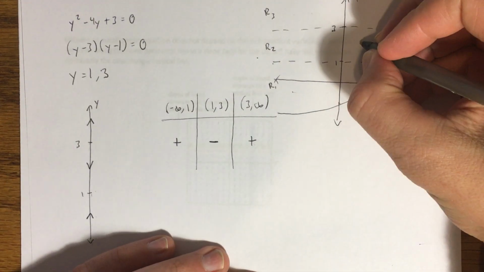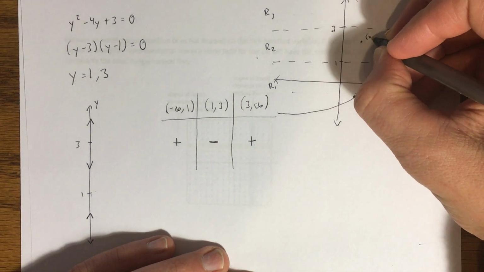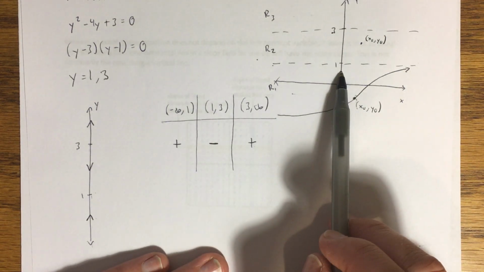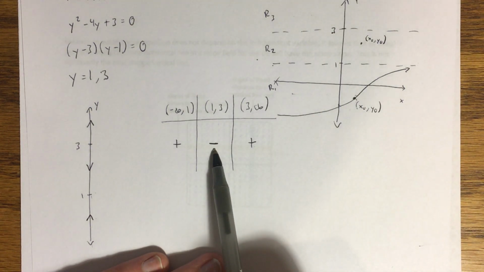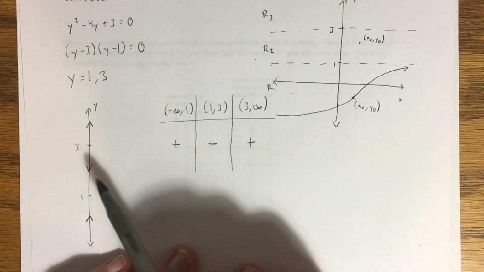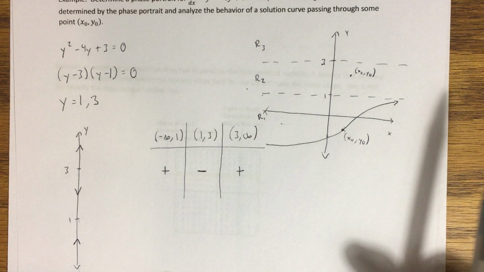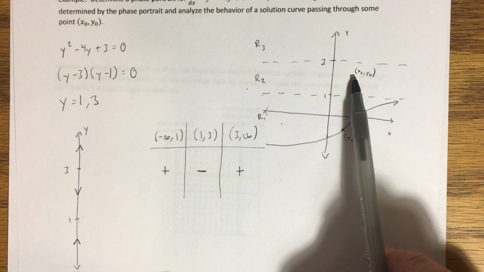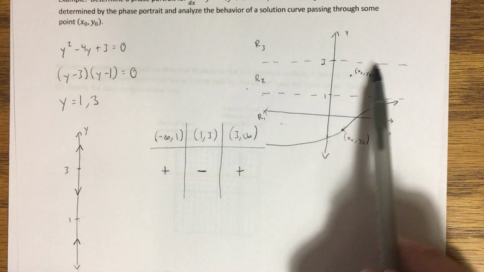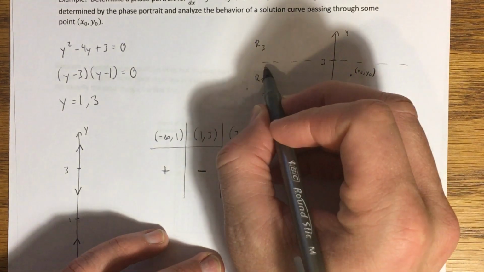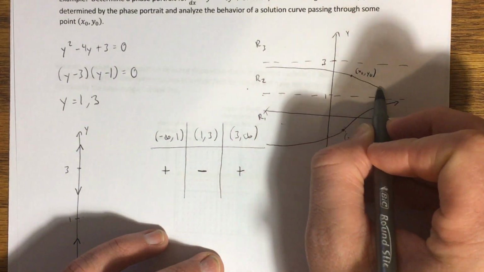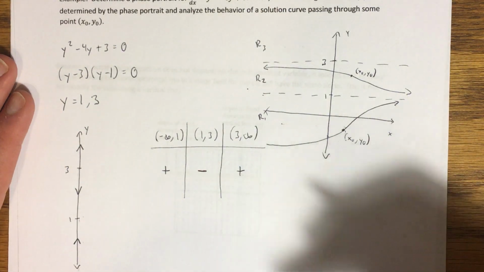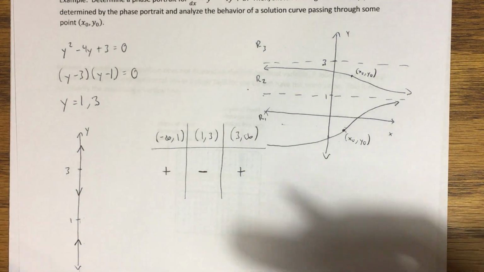Let's pick another point and think of that as a different x naught, y naught. In this region, in R2, where y is between 1 and 3, we have a negative derivative, which means that we have a decreasing function. And by the same reasoning here, the curve has to be decreasing. It has to pass through that point, and it's going to be completely trapped between these two equilibrium solutions. So we're going to end up with something that looks maybe like this. Notice that it's treating those two equilibrium solutions as if they were horizontal asymptotes. It's approaching them, but it can't cross them.